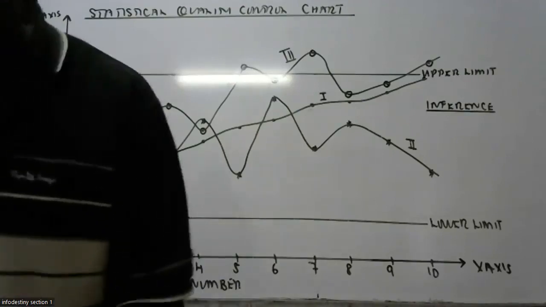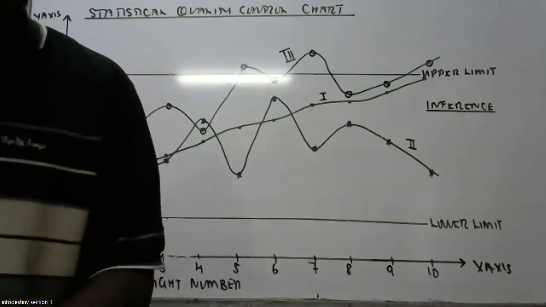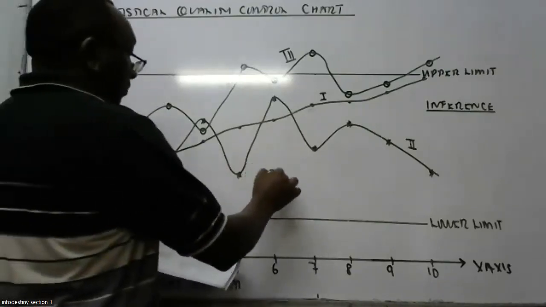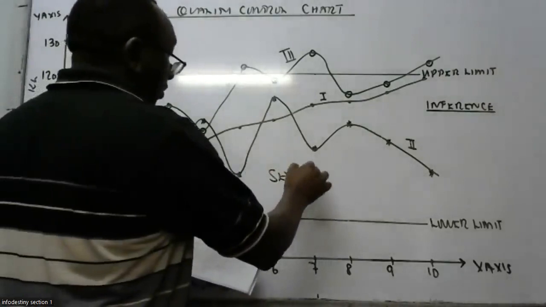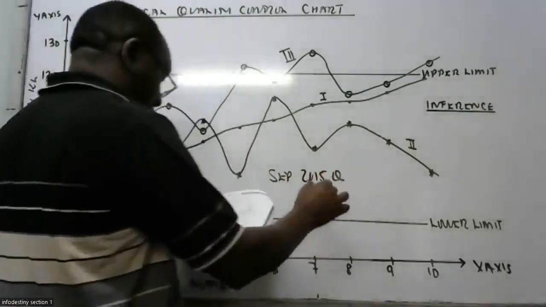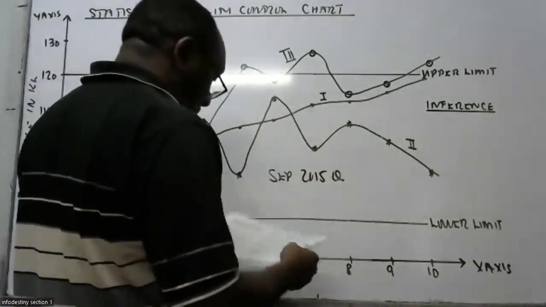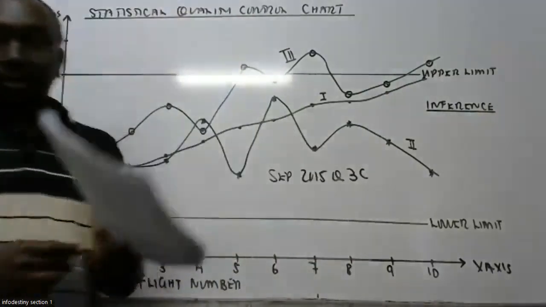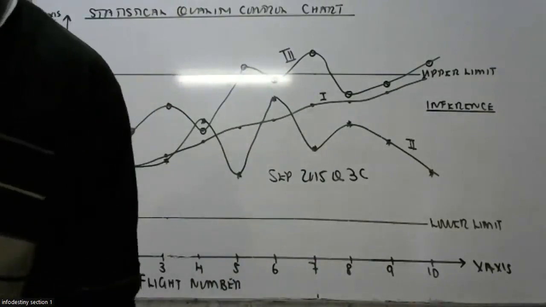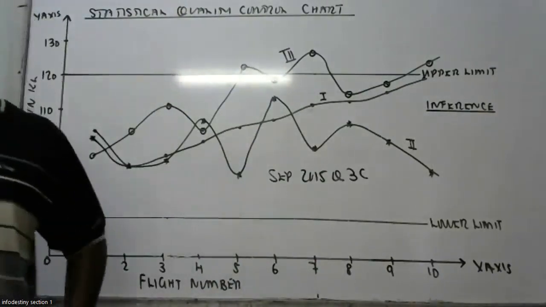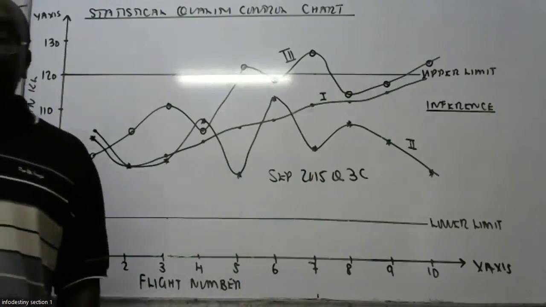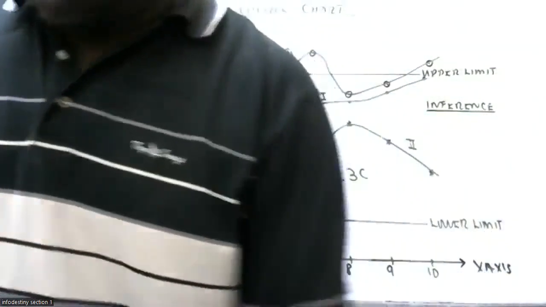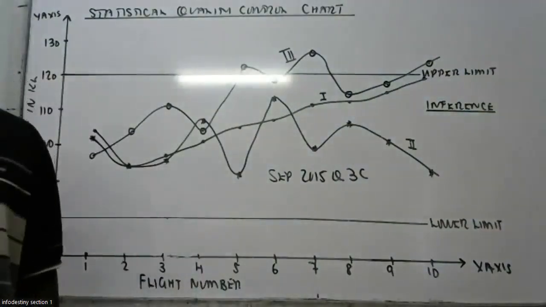Okay, so on your own, you will attempt this question that was tested in September 2015 as question number 3C. So that was the second method of the investigations.